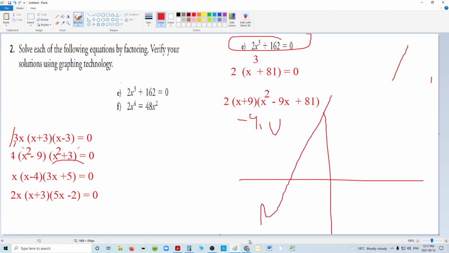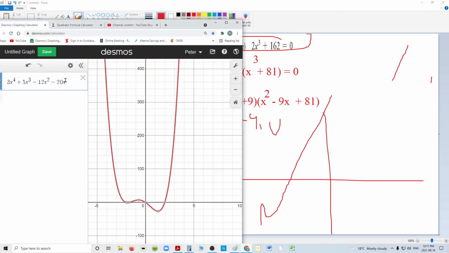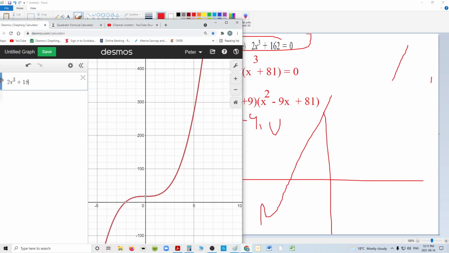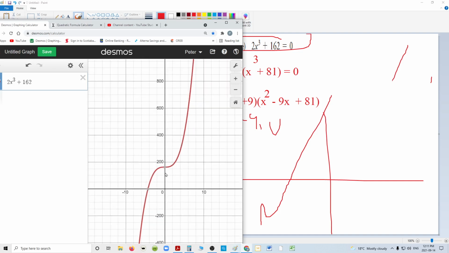I'm curious, so I'm going to put it in there. 2x cubed plus 162. Okay, the squiggle happens down here. I should have noticed also that they gave us the y-intercept, so that would help me graph it. And you can see it just kind of does a double slide there. We will learn how to graph these more accurately as we go.